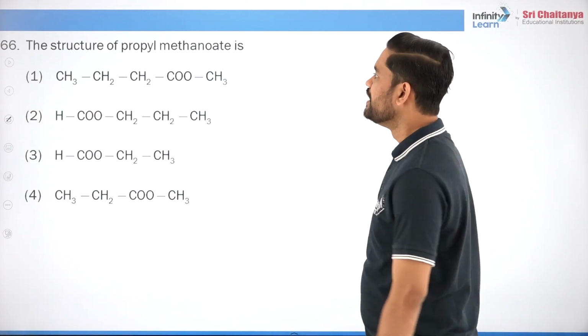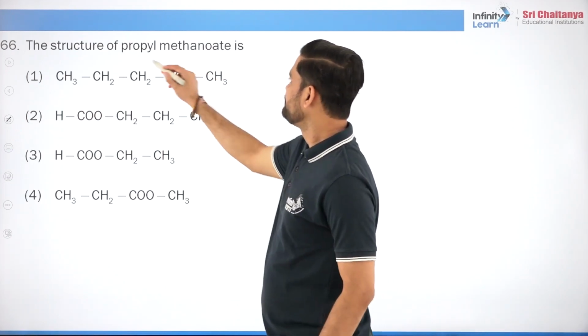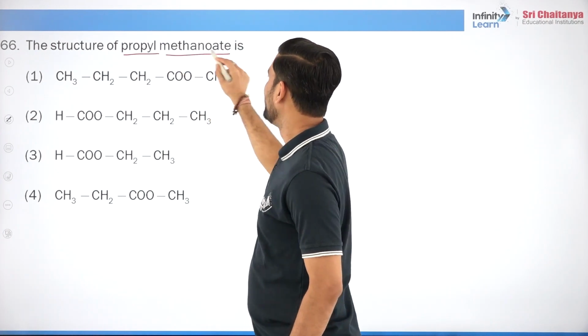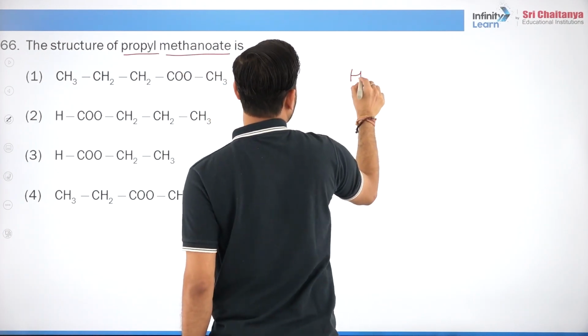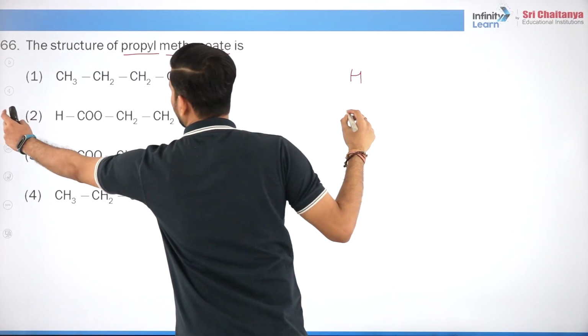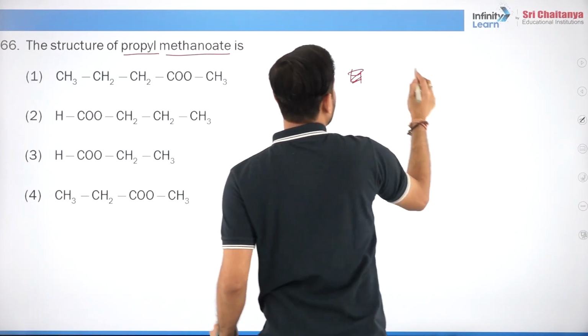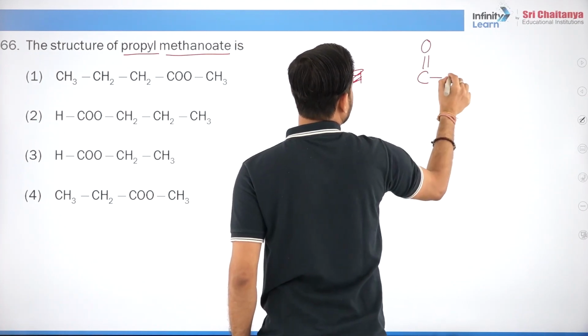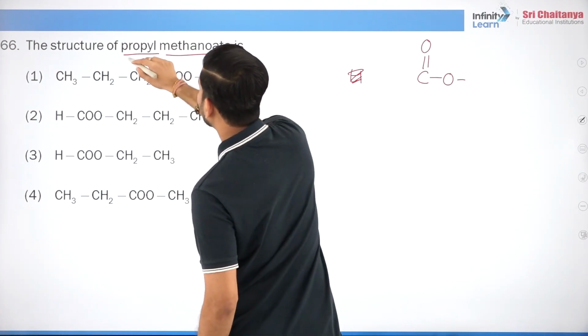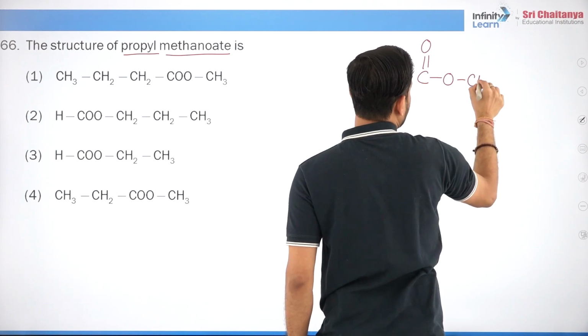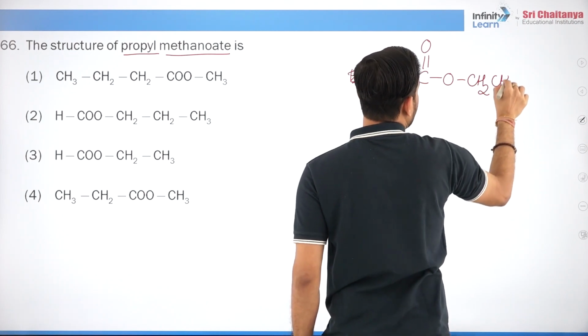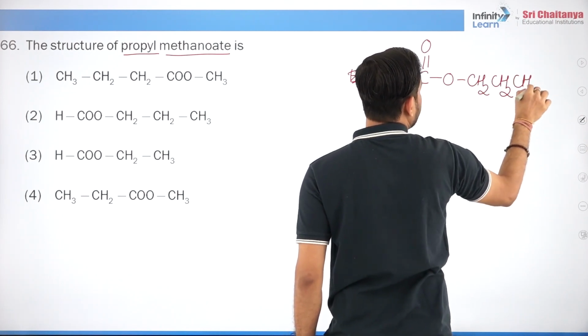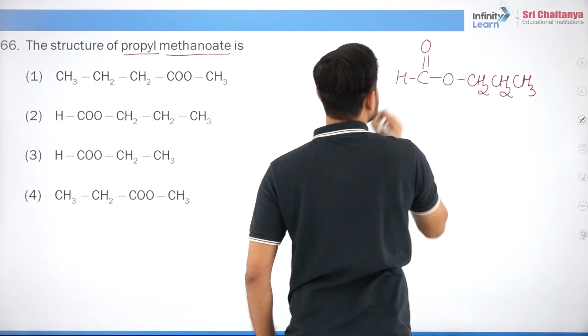Got it? 66. The structure of propyl methanoate. Methanoate consists of one carbon atom, and the O means ester. And there is an alkyl group that is bonded to the ester, that is propyl. So that is CH2, CH2 and then CH3. So this is propyl methanoate.